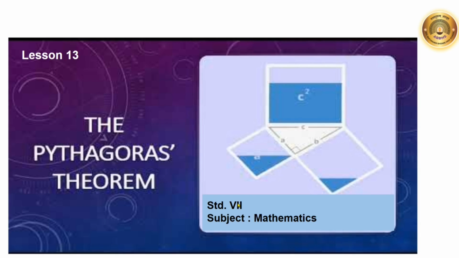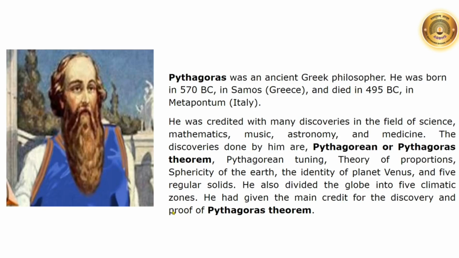We'll start our second term from lesson number 13, the Pythagoras Theorem. You are very familiar with the name Pythagoras. Pythagoras was an ancient Greek philosopher. He was born in 570 BC in Samos, Greece, and died in 495 BC.